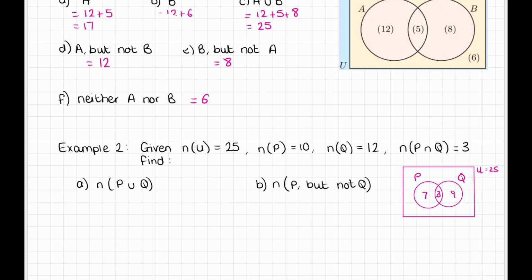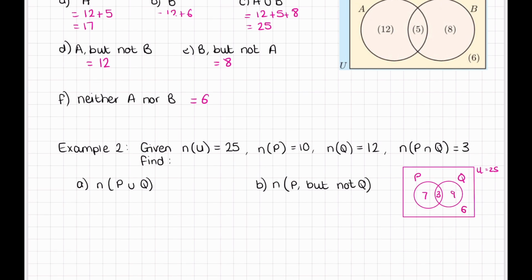And then the number in U is 25. If I add up my circles there, I have 19. So 9 plus 3 plus 7 is 19. So I have 6 left over, which means 6 will go on the outside.